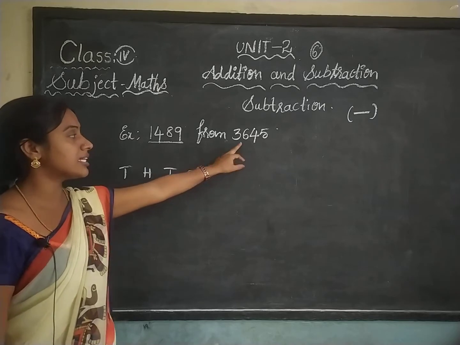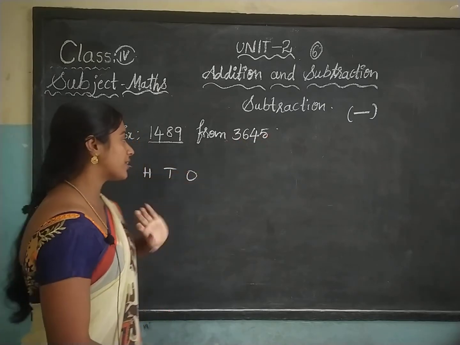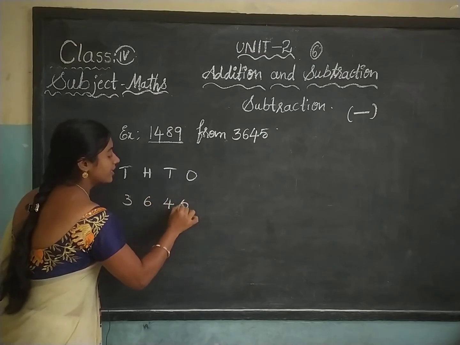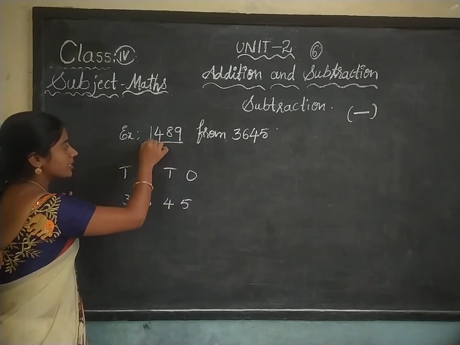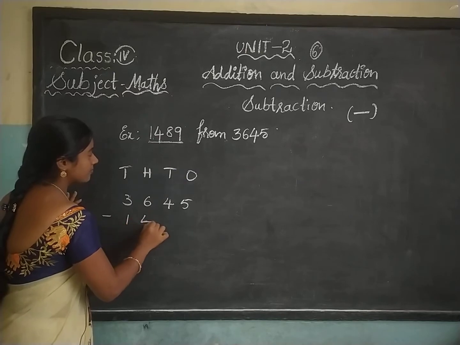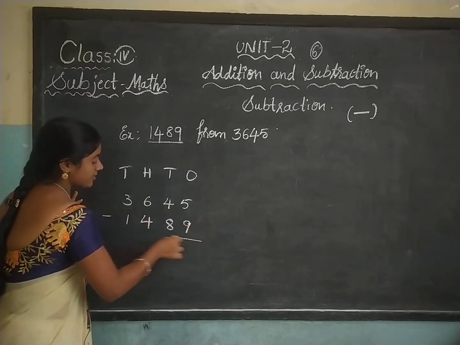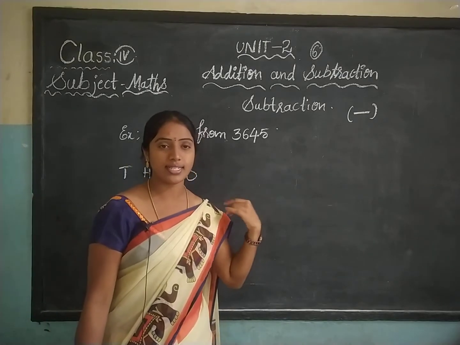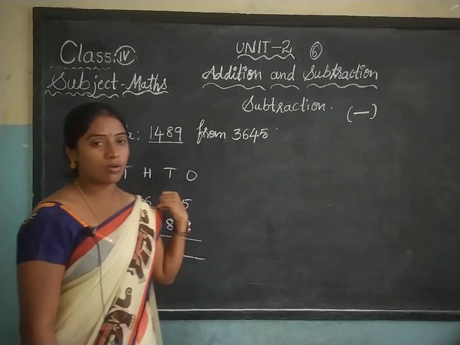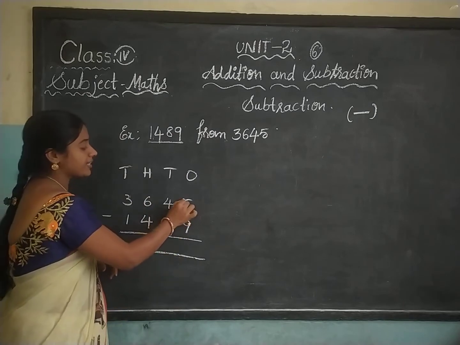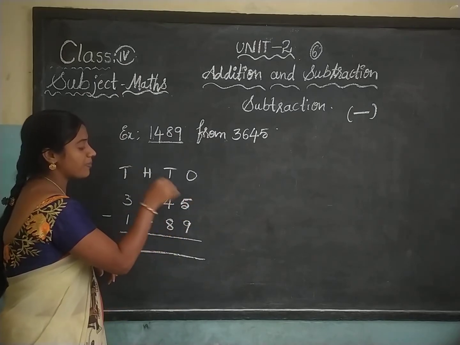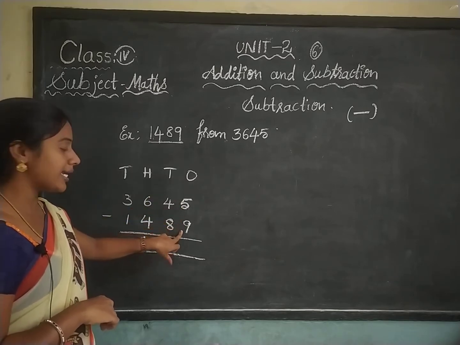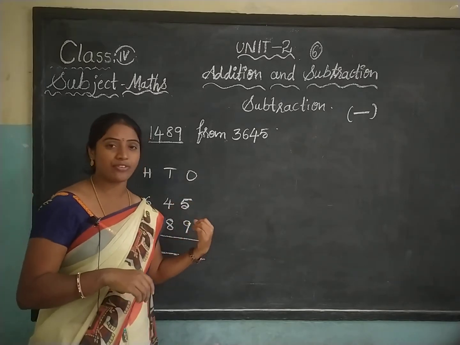See what is the big number here? 3645 minus 1489. So in subtraction also we do first the ones place, after that tens, after that hundreds and after that thousands. Okay, so now we are subtracting the ones. Subtract the ones place. What are the digits in the ones place? 5 minus 9.